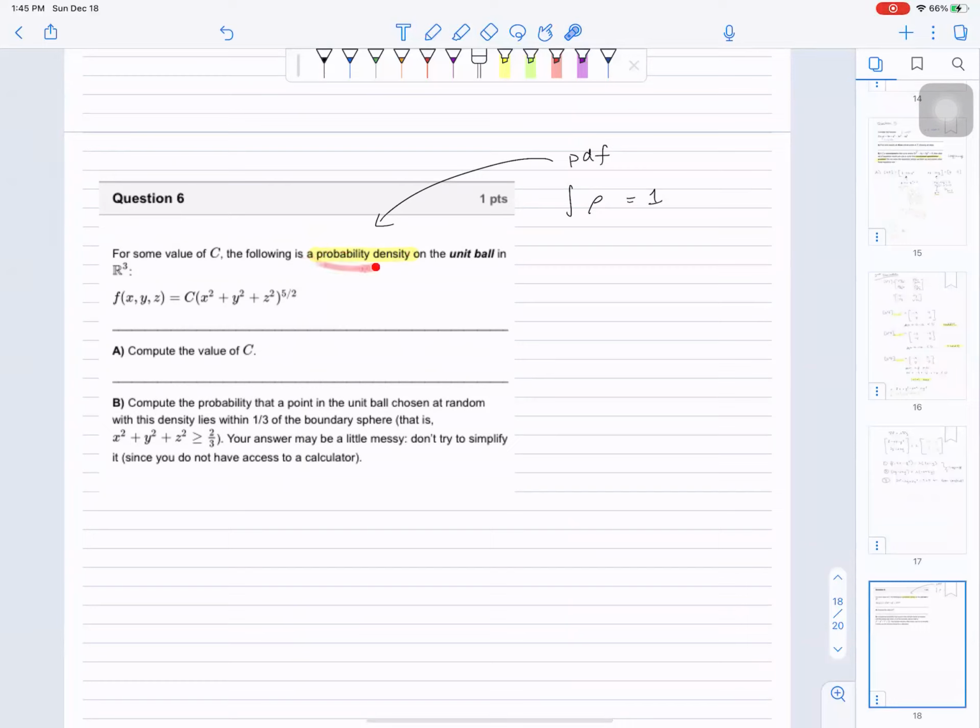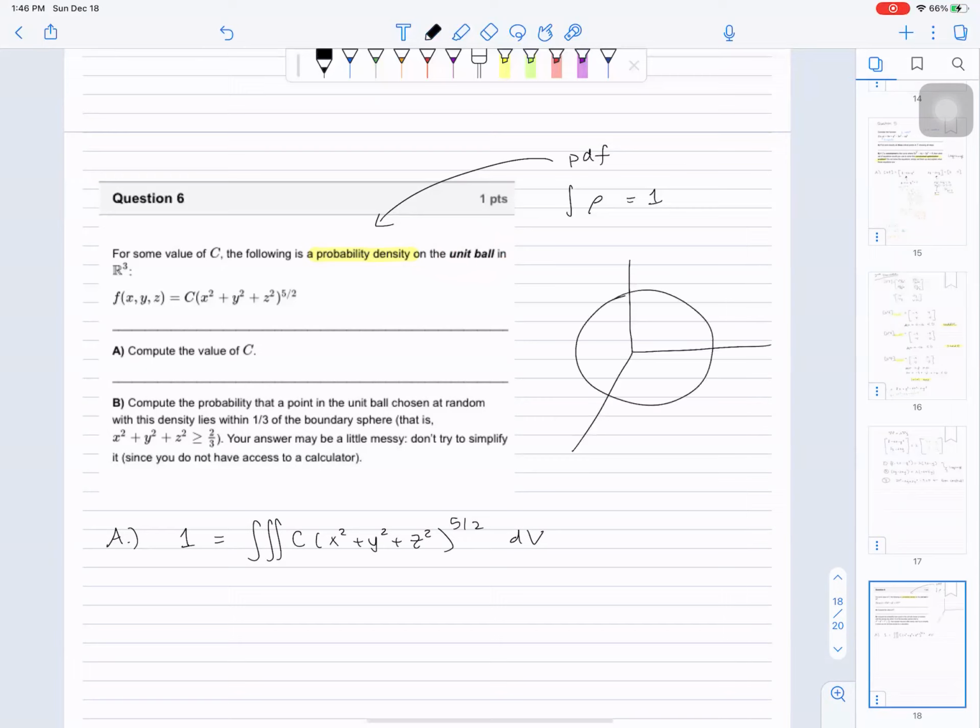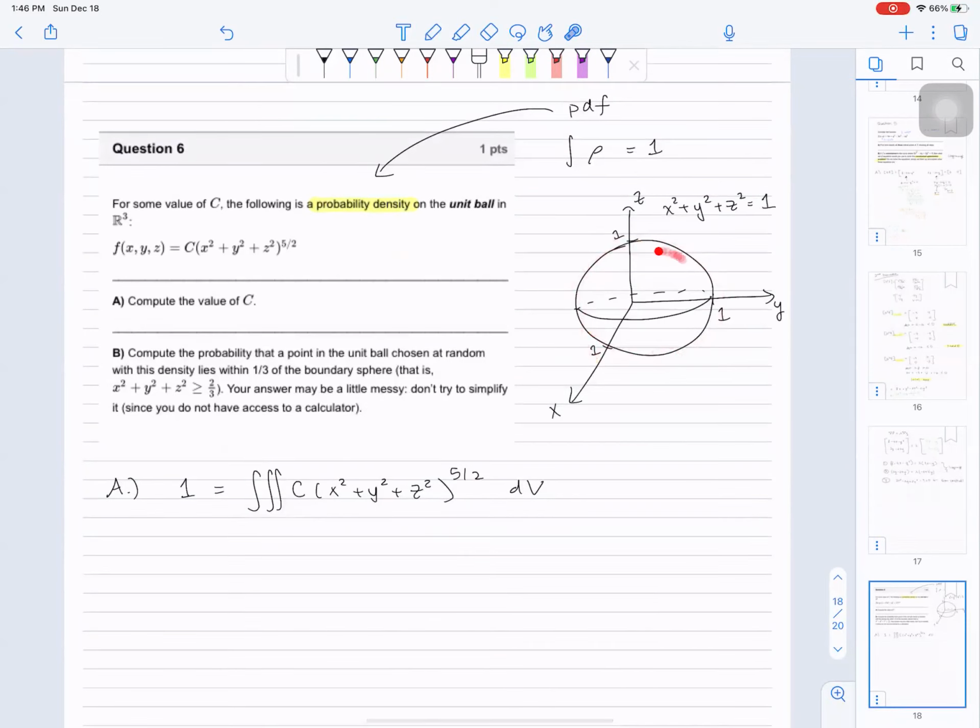And they're telling us that the probability density function is exactly this. So to do part A, we want to set the integral of our probability density function, c times x squared plus y squared plus z squared to the 5 halves, equal to 1 and solve. Let's look at our shape. We have a unit ball. Let me draw our sphere, with lengths of 1. X, Y, Z. I can solve this using Cartesian coordinates, but that would require lots of square roots, because the equation of a sphere is x squared plus y squared plus z squared equals radius squared, 1. But I don't like square roots, so since we have a sphere, let's convert to spherical.